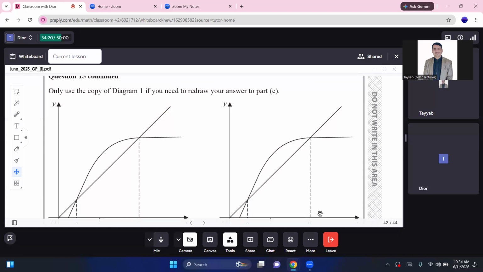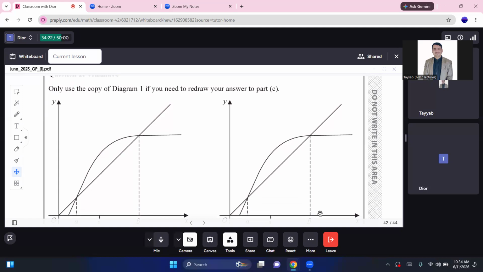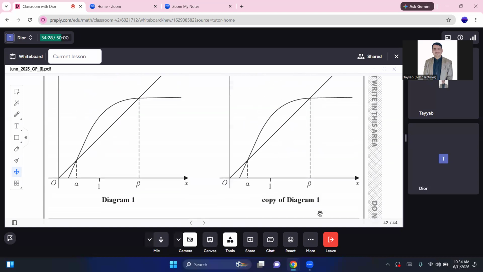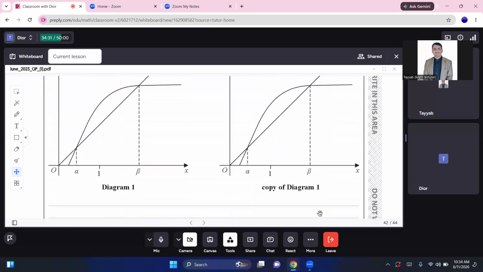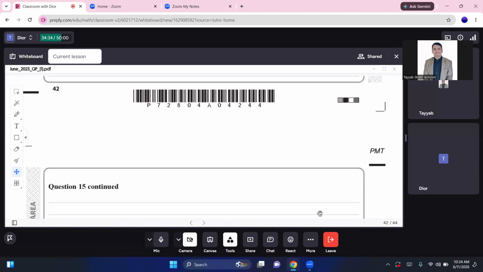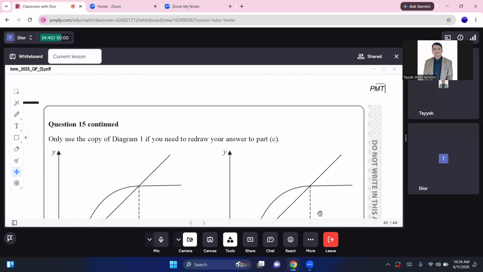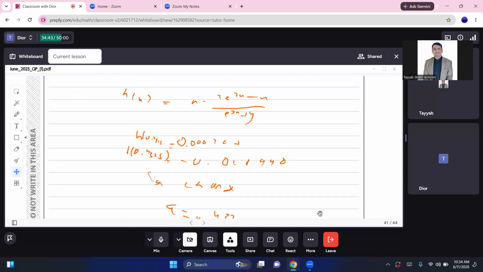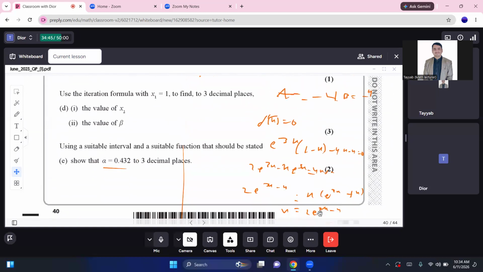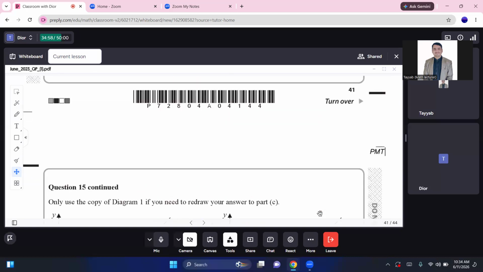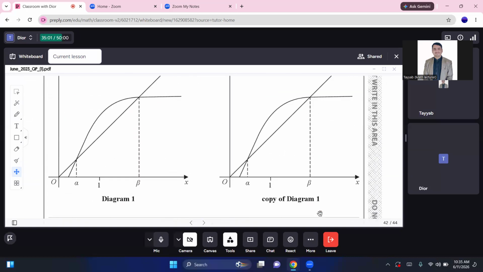Only use the copy of diagram one if you need to redraw your answer to part C. Okay, question number 15 continues. What he's asking is to only use a copy of part C. Part C is what? You draw a staircase diagram to show the iteration formula with x is equal to 1 can be used to find approximation for beta. Okay, so we draw here at 1, Mr. D, right?